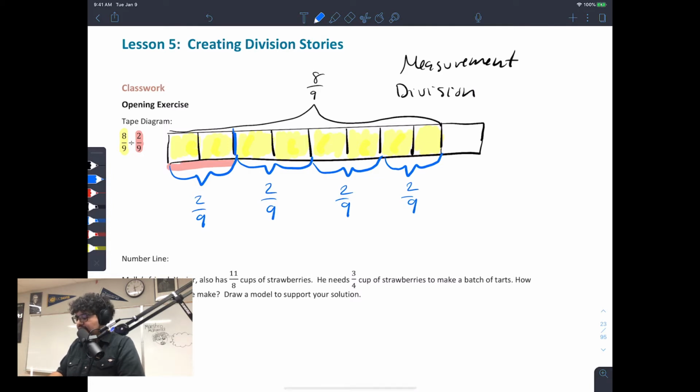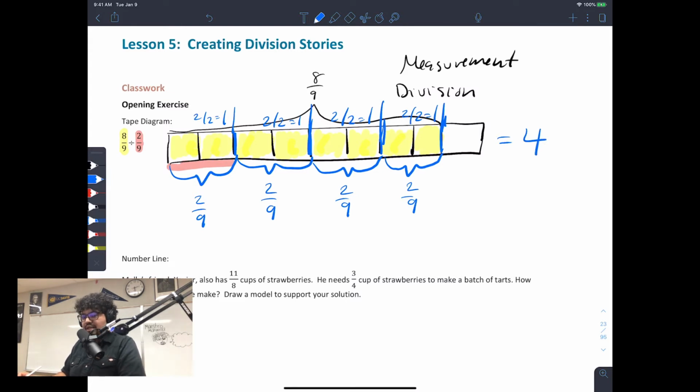Now, you'll notice that each time I had groups of 2 ninths, I was able to shade 2 out of 2, or 1. The next group, I was able to shade 2 out of 2, or 1. The final group, 2 out of 2, or 1. So how many groups was I able to make? I was able to make 1 group, 2 groups, 3 groups, 4 groups of 2 ninths, and therefore my answer is 4.